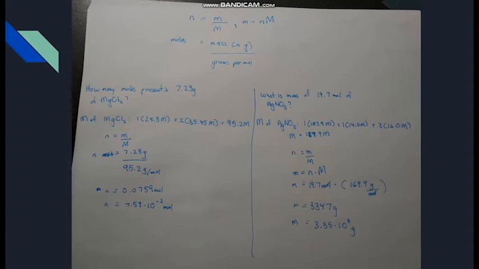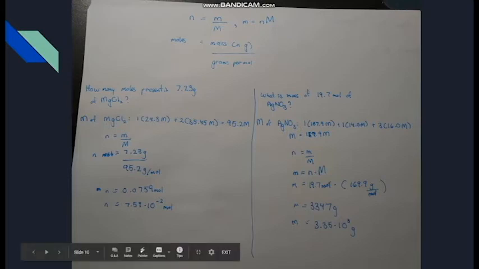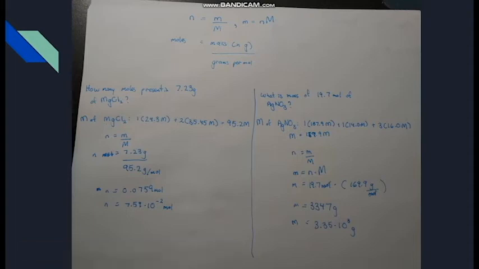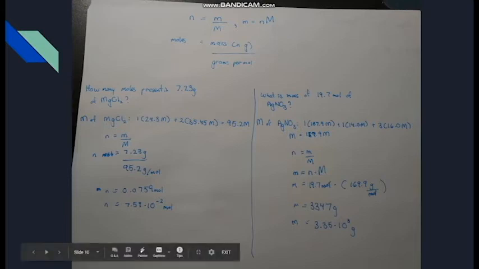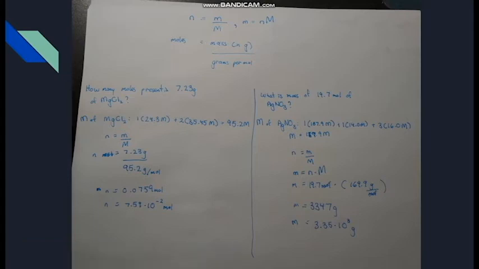Again, the equation is n is equal to m over big M, but since we're looking for the mass, we're going to rearrange this, so m is going to be equal to n multiplied by big M. The mass is going to be equal to the number of moles, 19.7 indicated here, multiplied by the molar mass, 169.9 grams per mole. After multiplying these two together, we cross out the moles, we get 3,347 grams. Rounding to the correct significant digits, 3, because we have 3 significant digits for the moles here, we're going to get 3.35 times 10 to the 3 grams, or 3,350 grams.